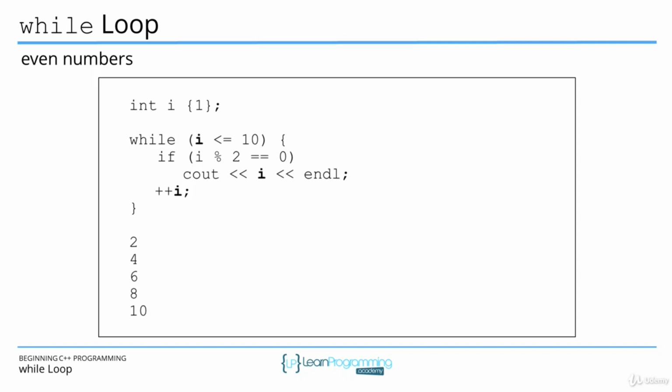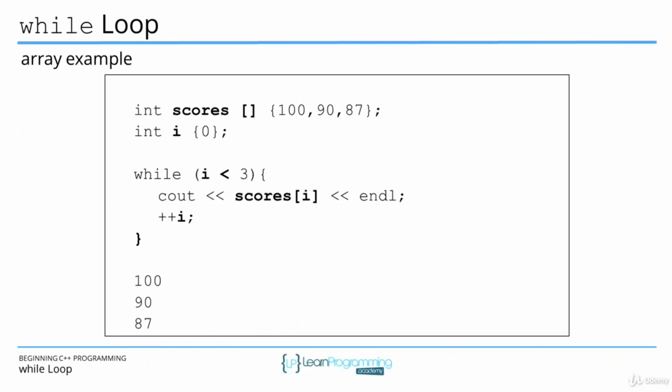And then at each iteration, we execute the body of the loop. In this case, we have an if statement that uses the modulo operator to see if it's an even number. If it is, then we display it. Then we increment it. Note that we increment I regardless of whether it's even or not. Eventually, I becomes 11 and the loop terminates. Let's see another example of using a while loop with an array.